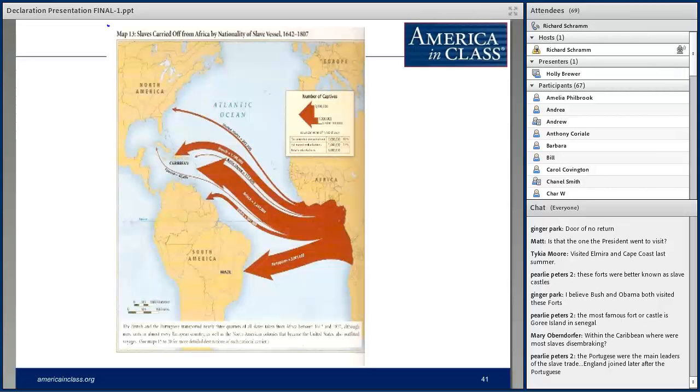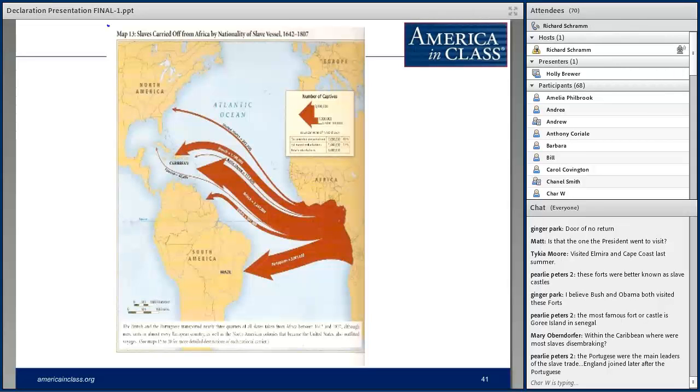And Mary has a question. Within the Caribbean, where were most slaves disembarking? Barbados was one of the main English sites. It was the major colony, and Jamaica. And Jamaica was a major site of re-export as well. There've been some really good books recently on the internal trade.